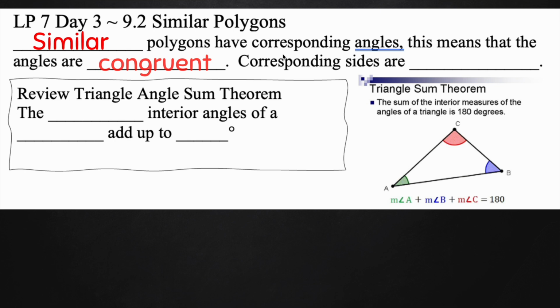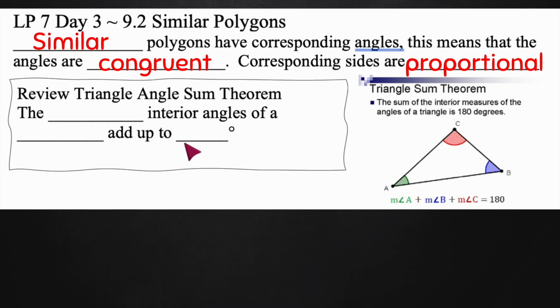So similar polygons have corresponding angles. This means that the angles are congruent. So the angles are always congruent in a similar polygon. Whether it's a similar polygon or a congruent polygon, the angles stay the same. The corresponding sides are proportional. So the sides are changing lengths. If we're focusing on a triangle, the triangle is getting bigger or smaller. The angles don't change, but the side lengths will change in a proportional way, meaning all of the sides either get larger or smaller at the same rate.